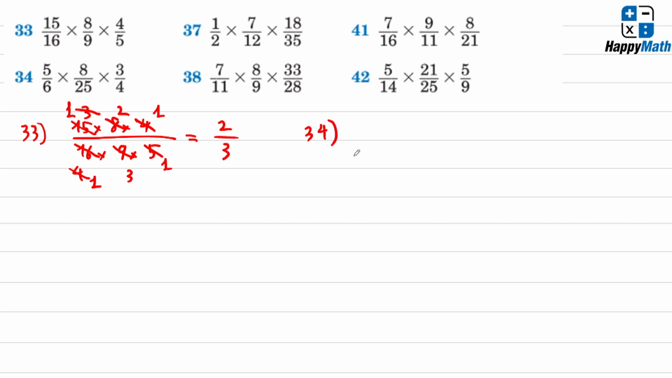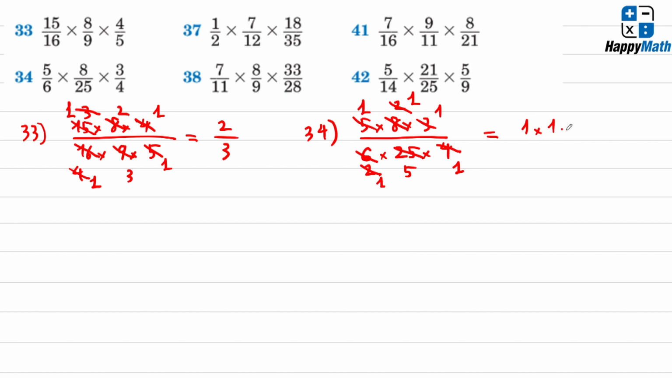34, you got 5 times 8 times 3 over 6 times 25 times 4. Yes, so 5, 25, you got 5 and 1. 3 and 6, you got 1 and 2. 8 and 4, you got 1 and 2. The last one, you got 2 and 2, you got 1 and 1. So the final, you got 1 times 1 times 1 over 1 times 5 times 1. So 1 over 5 is my final answer.